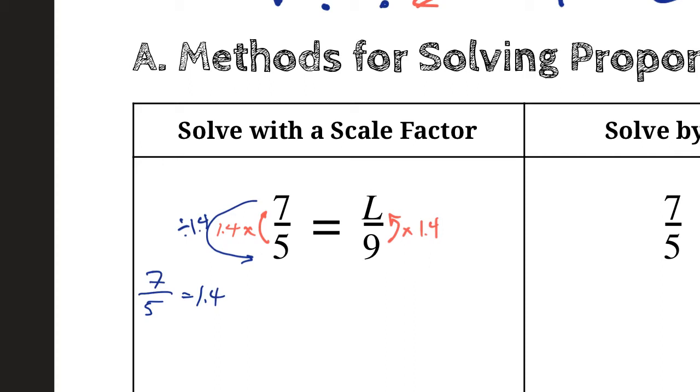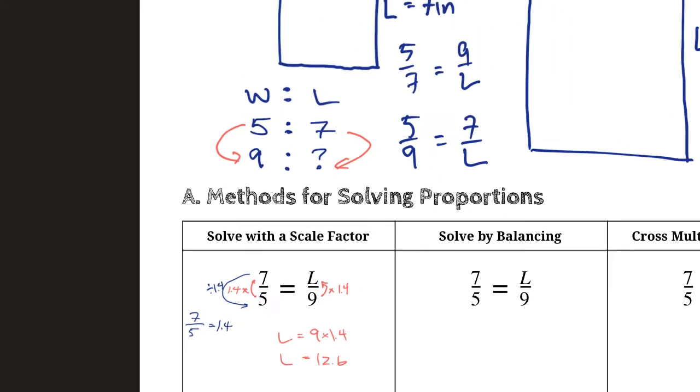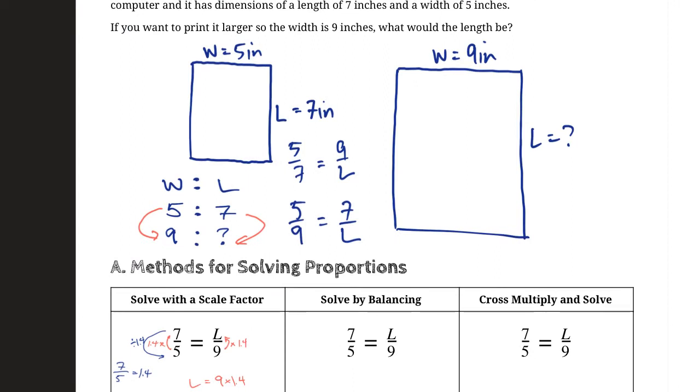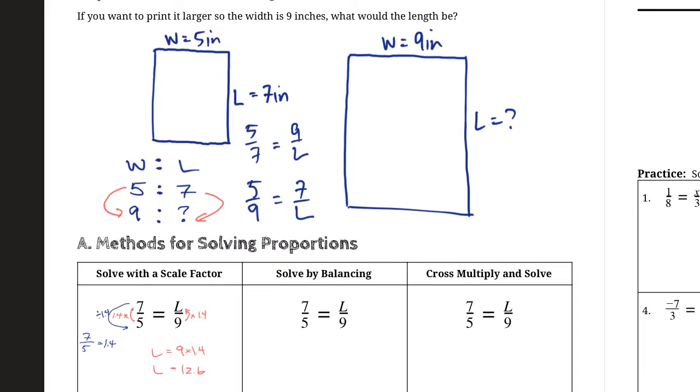So 9 times 1.4 should give me L, right? So if I do that, 9 times 1.4, that gives me 12.6. So what that means is that the length of our poster should be 12.6 in order to match up with the 9 and keep the ratio of the sides equal to each other. Okay? So it should be 12.6 inches, actually. Okay? So that's one way to do it with a scale factor.